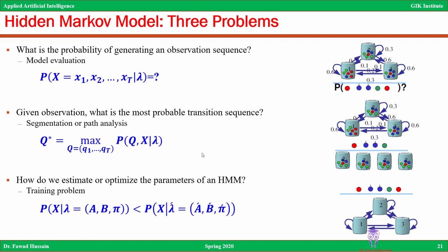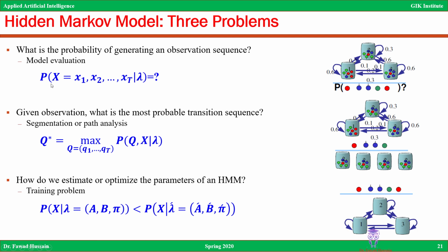The first one is: if I am given a sequence, what is the probability of generating that sequence? Here the problem is that you are given a set of jars, and you can see we have red, blue, blue, green and red, and the question being asked is what's the probability of generating this sequence. So it's irrespective of the jars. We know the probability of the jars, but the question is, irrespective of the jars, what's the probability that the selected balls will be red, blue, blue, green and red.